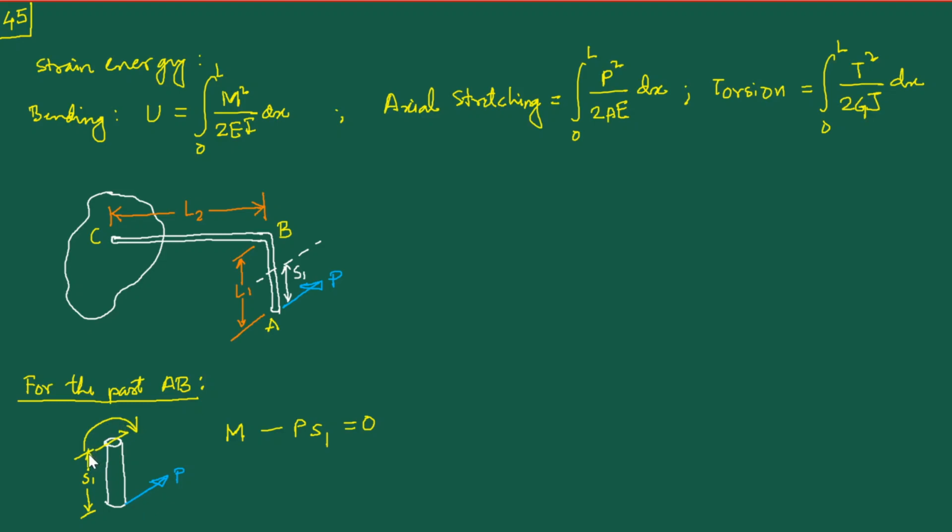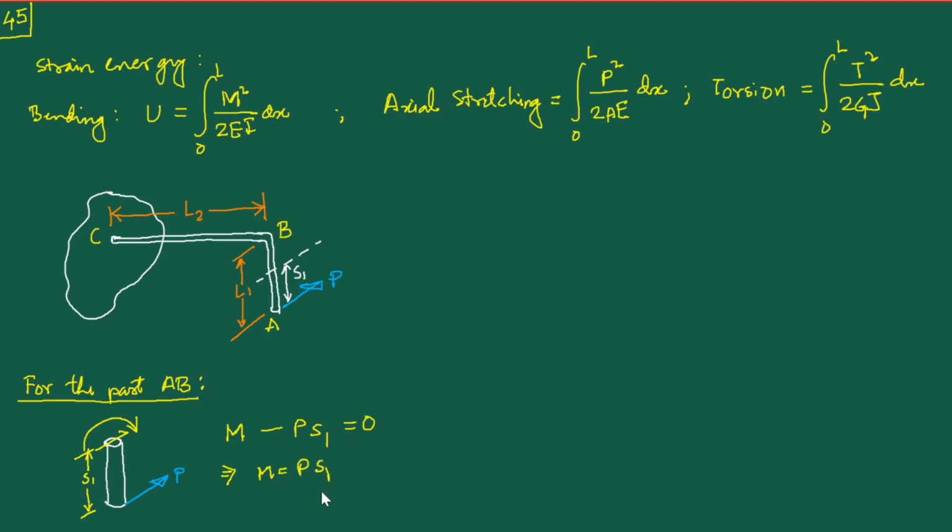In this three-dimensional picture it doesn't make any sense to talk about the clockwise and the counterclockwise sense, but you understand that the sense of the moment contributed by this force P about an axis which passes through this end will be opposite to the sense of this bending moment M, which is represented by this capital M, which is why for the moment PS1 we have this minus sign over here. So overall this is just M is equal to PS1.